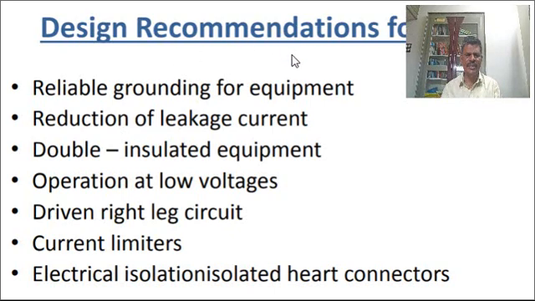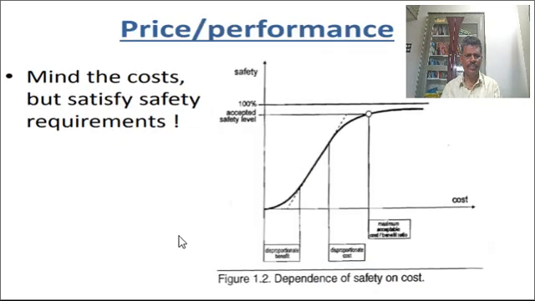Design recommendations: how it should be for medical devices. Number one, reliable grounding for equipment. Reduction of leakage current. Double insulated equipment, that is an important factor. We must ensure that all equipment is insulated, and doubly. Then operation at low voltages, driven right leg circuit, current limiters, and electrically isolated connectors.